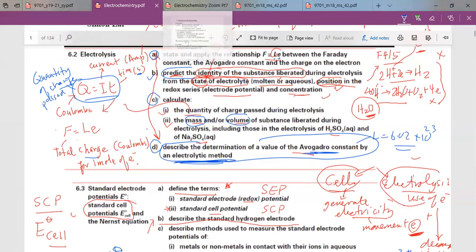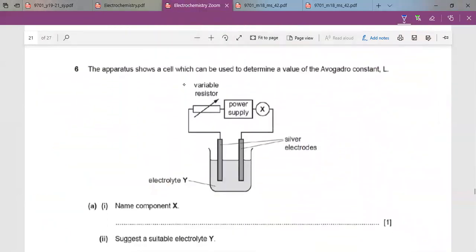Okay, now let's see how they are asked here. Right, now the apparatus, of a cell to determine Avogadro's constant. Okay, so there is a power supply and a variable resistor. This variable resistor, of course, is called what? Called a rheostat. Okay, this of course is an ammeter. They put X here. See, you need no ammeter here because it's in series, isn't it? If it's like that, it means it's a voltmeter. Okay.